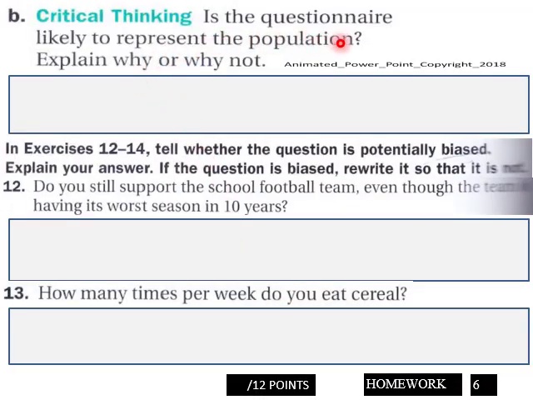Page 6, critical thinking. Is the questionnaire likely to represent the population? Explain why or why not. Using full sentences again here. And then number 12 and 13 about a school here. How many times per week do you eat cereal? This would be a question. Tell whether the question is potentially biased. Explain why or why not. If the question is biased, rewrite it so that it is not biased. Okay, and number 12 is about a football team. 13 is about eating cereal. And you've got 12 points here with these 3 responses for page 6.